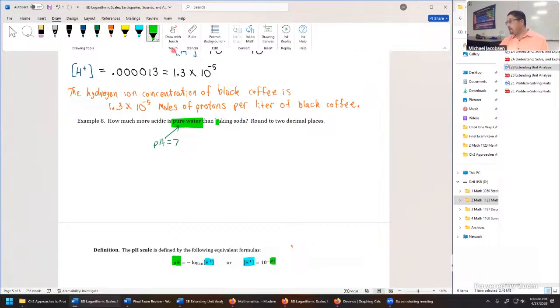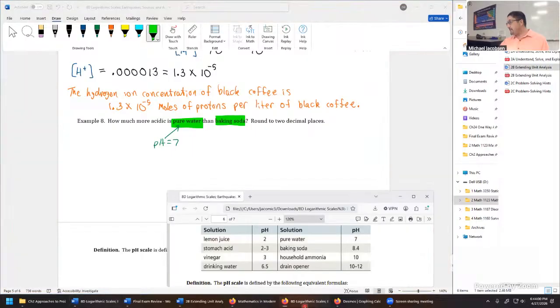And then next quantity we're taking a look into is baking soda. So another peek at the table. Baking soda is at the basic end. Pure water is neutral at 7. So this is at pH of 8.4.